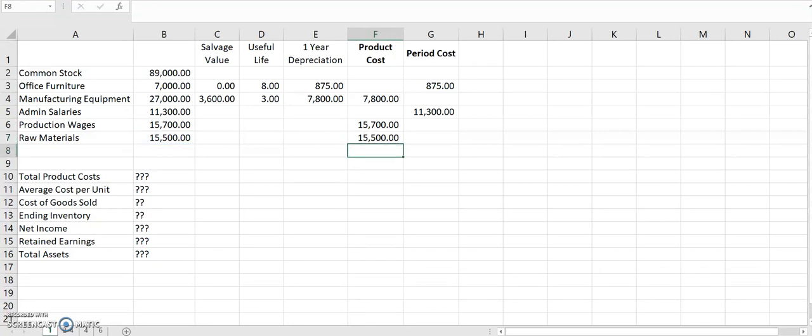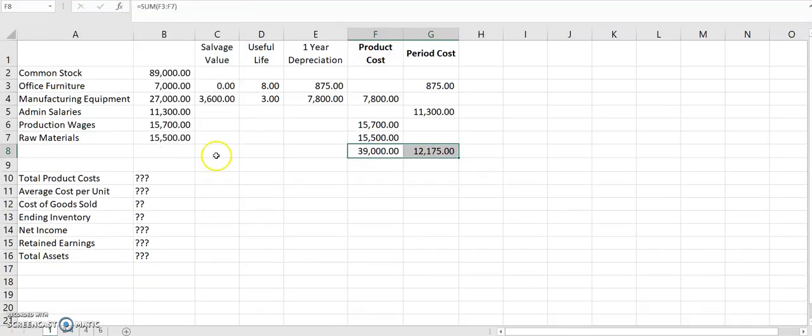So let's take a look at what our total product costs and total period costs are then. We can simply add these items up and calculate both of those totals. So we have $39,000 for our product costs, and we also have $12,175 for our period costs. So what was our total product cost? Our total product cost was $39,000.